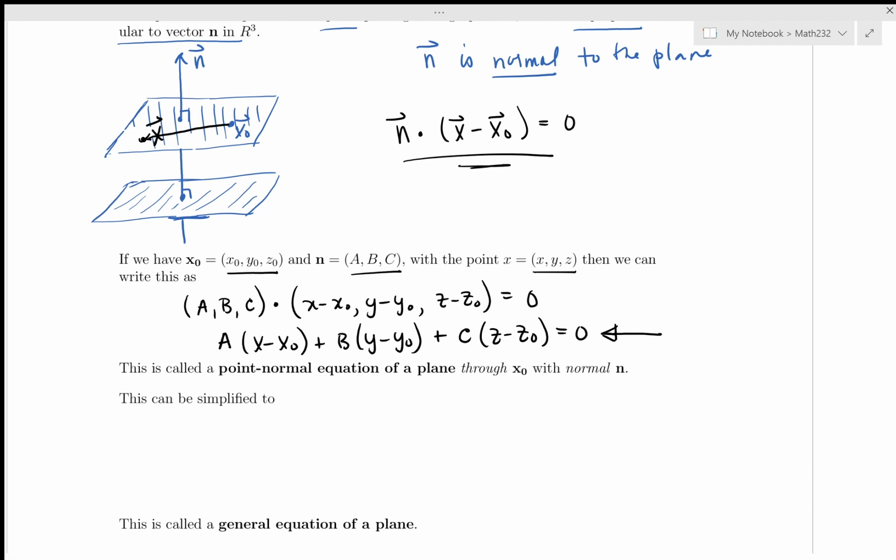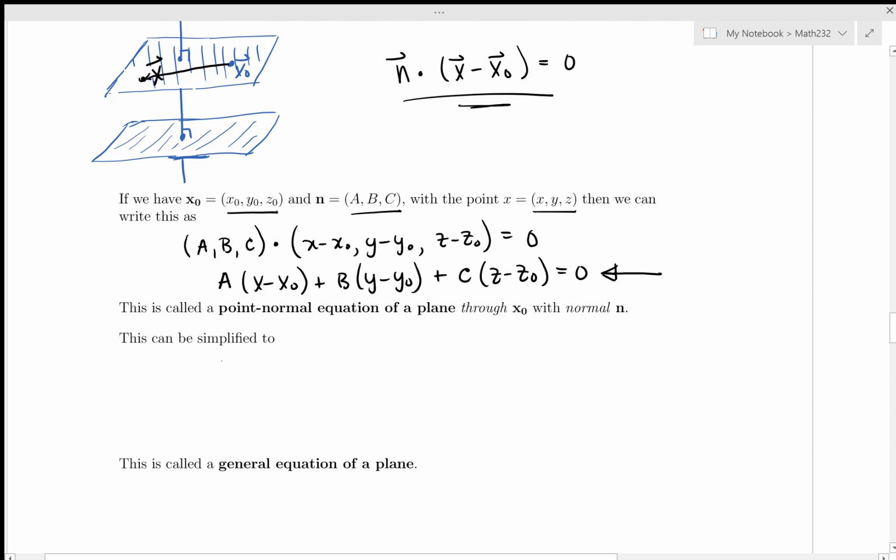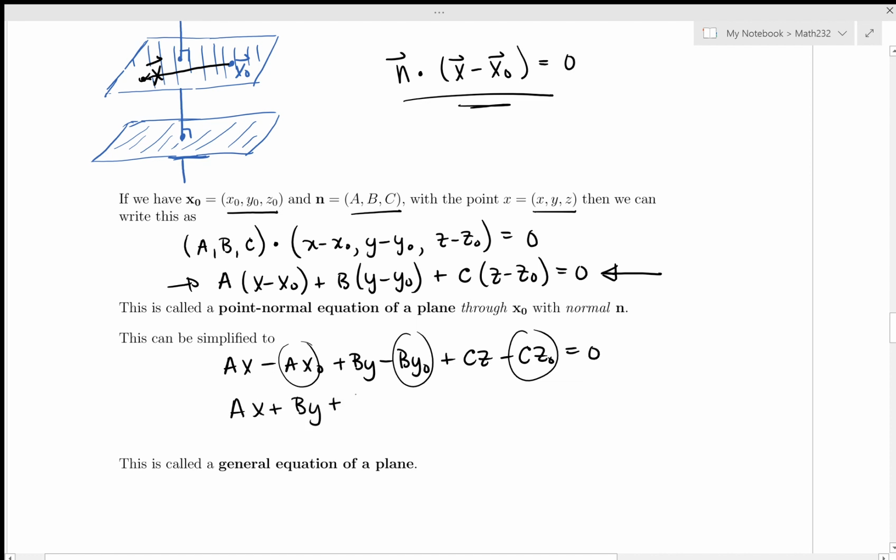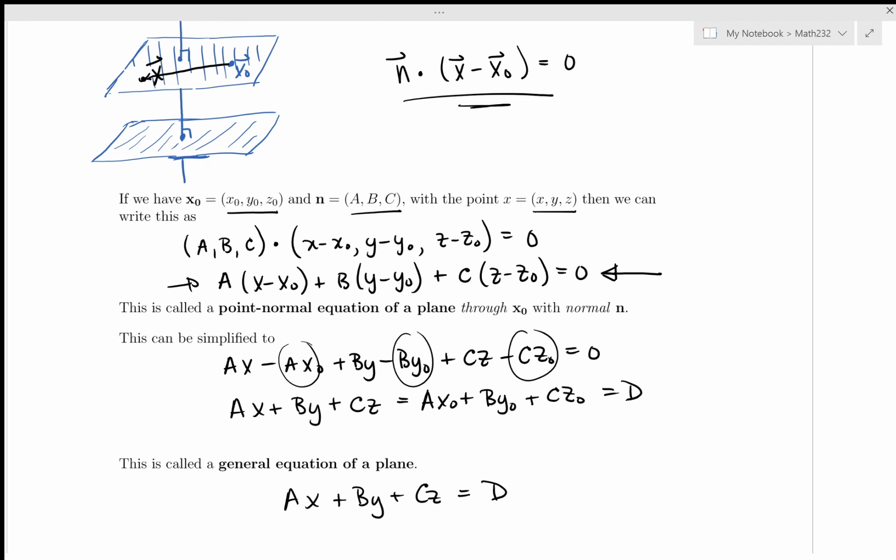Now I can simplify this a bit by simply multiplying this out. I'm distributing the a, b, and c. So I get ax minus ax naught plus by minus by naught plus cz minus cz naught equal to 0. And these things are simply constants. They're just numbers, and they're known. So I have here then ax plus by plus cz is equal to ax naught plus by naught plus cz naught. And I'm going to add those three things together and call that d. And then I have this, ax plus by plus cz is equal to d. That is the general equation of a plane. So you can see now where the general equation of the plane comes from.